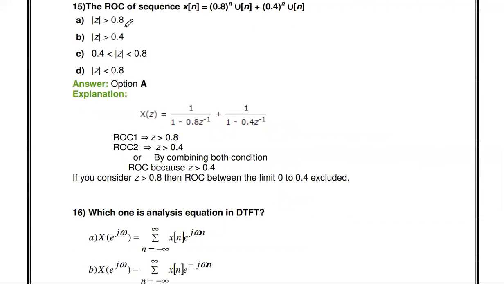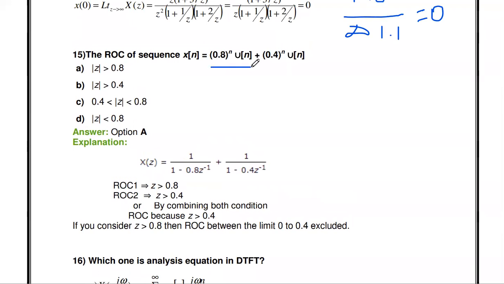Then the next question: the ROC of the sequence x of n equal to 0.8 to the power n u of n plus 0.4 to the power n u of n. We have to find the ROC. Here the given sequence consists of the addition of two causal sequences. Already you know the sequence is in the structure of a to the power n u of n.